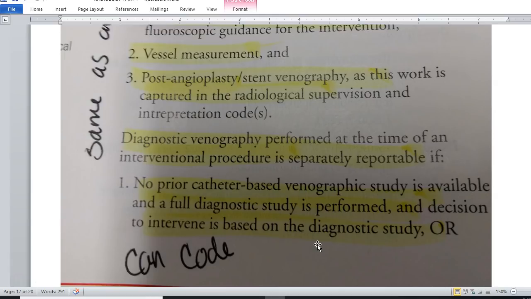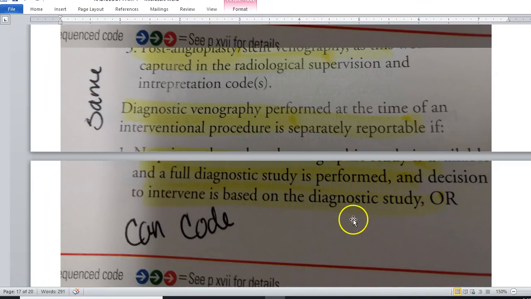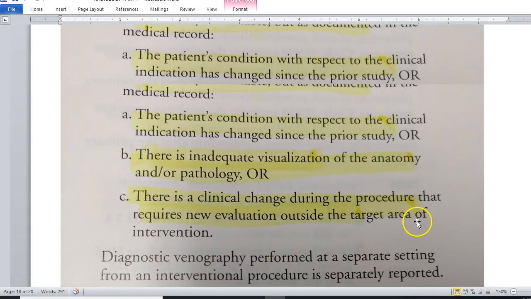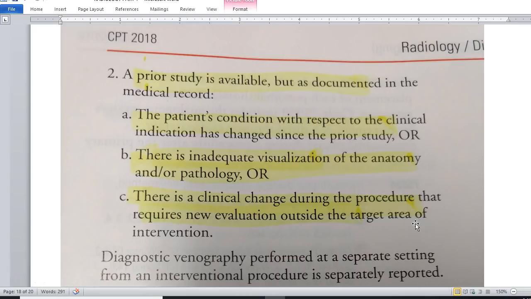Diagnostic venography performed at the time of an interventional procedure is separately reported if no prior catheter-based venography study is available and the full diagnostic study is performed and the decision to intervene is based on a diagnostic study, or, again, the other scenarios that we can use: a prior study is available but documented in the medical record as the patient's condition with respect to the clinical indication has changed since the prior study, or there is inadequate visualization of the anatomy and/or pathology, or there's a clinical change during the procedure that requires new evaluation outside the target area of intervention.